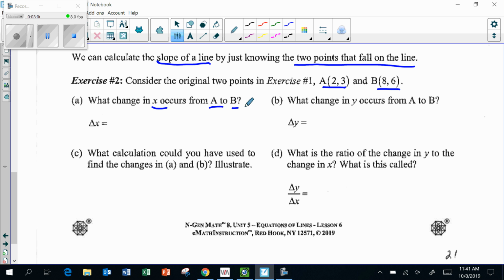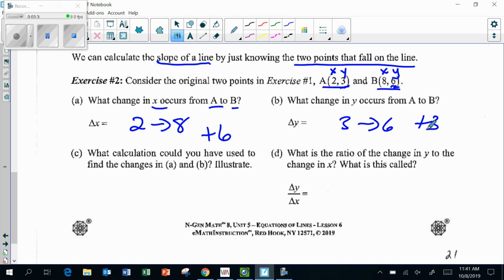When we look at the coordinates, and this is x and y, the x went from 2 to 8. So it went up 6. Look at the same thing in the y's. It went from 3 to 6, which is a plus 3.